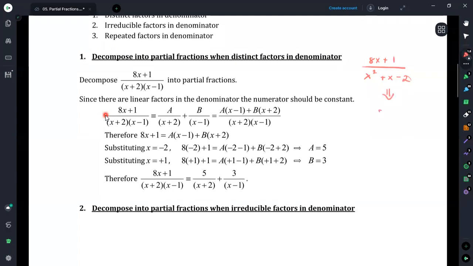And thereafter, we have to factorize the denominator. Here we have the denominator as x squared plus x minus 2. If you factor it out, we get x plus 2 times x minus 1. Therefore, we can see that it is a multiplication of two linear factors. Therefore, there should be two partial fractions for the algebraic fraction 8x plus 1 over x plus 2 into x minus 1.